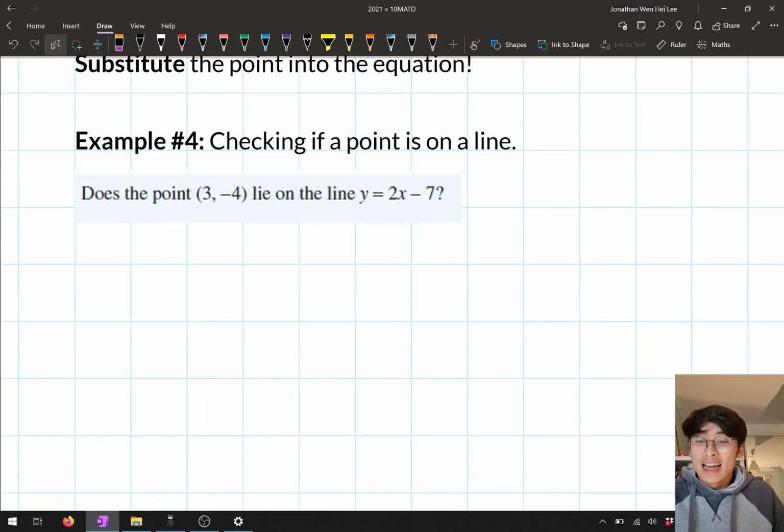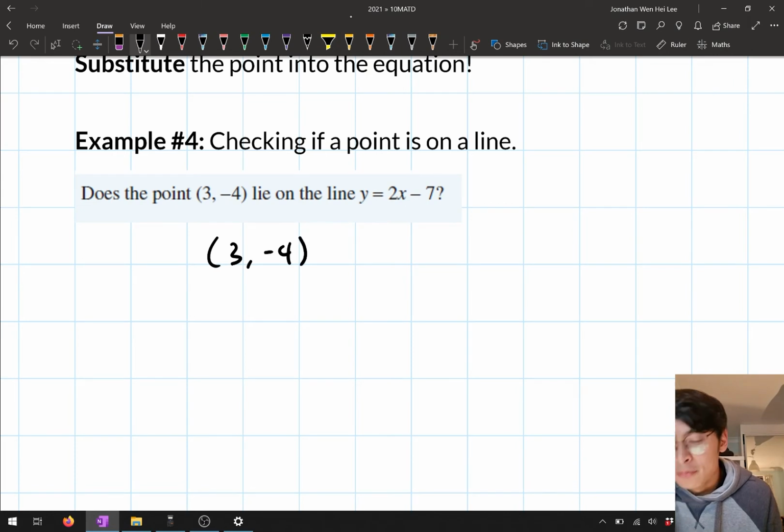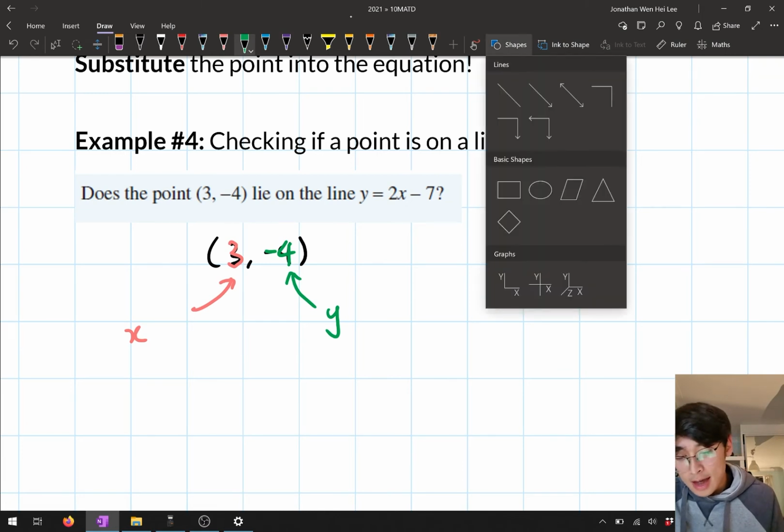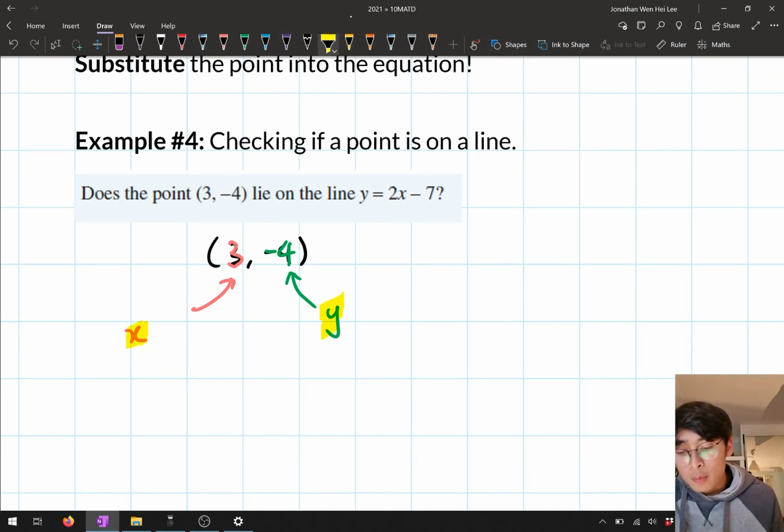Does the point 3, negative 4 lie on the line y is equal to 2x minus 7? So what I'm going to do here is write my point. So I've got 3, negative 4. With this point here, my x value, or my x coordinate, is 3, and my y value is negative 4. So if you remember from coordinates, our first number is our x coordinate and our second number is our y coordinate. So x is first, y is second. Okay, those are my 2 numbers. So with my equation, I'm going to replace x with 3 and y with negative 4. And if our equation makes sense, then that means it is on that line.